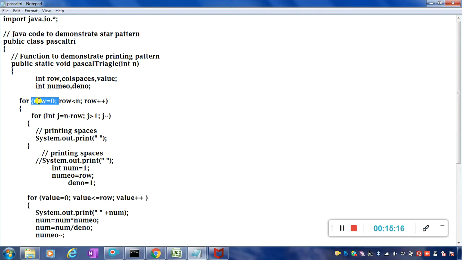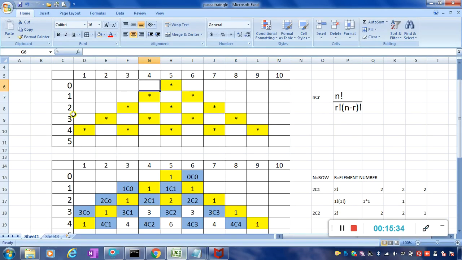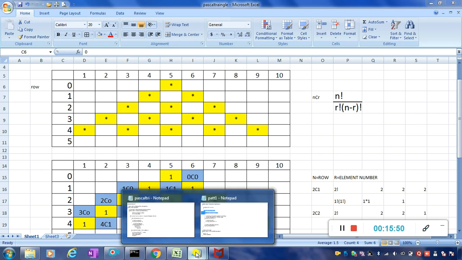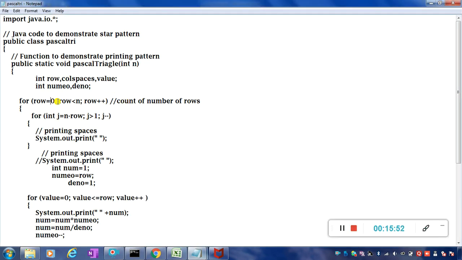The first variable is row. Row is nothing but a variable which will keep a count of the number of rows. So row equal to starting with 0 and less than n, because here you can see our row was starting from 0. So this is our row.